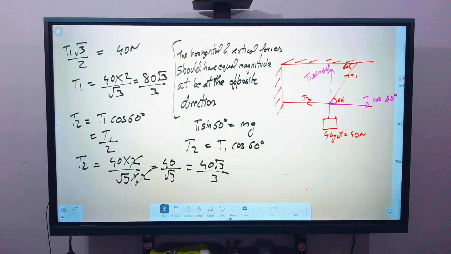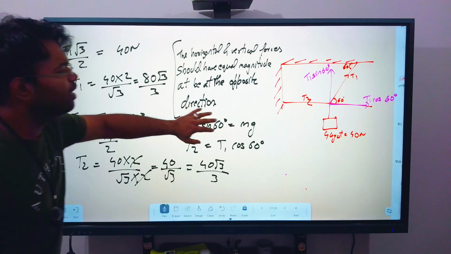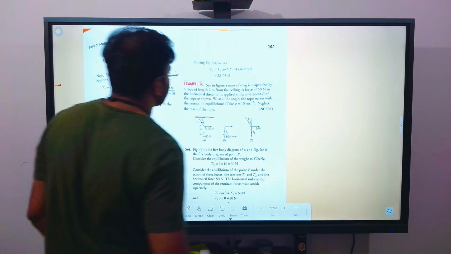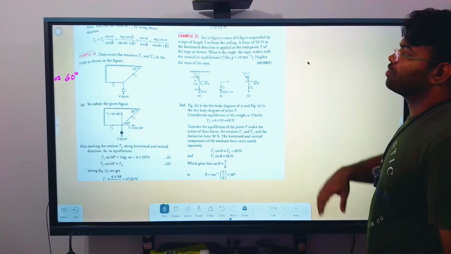That's it. Clear? Any doubts? No problem, right? Tensions are easy questions. I want to start IIT questions now after this. So, next.